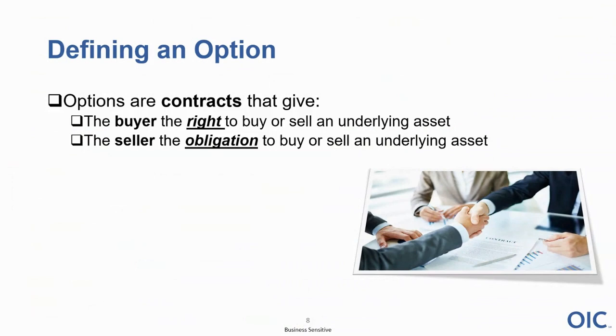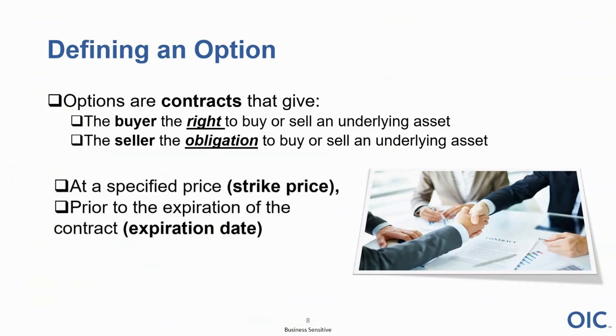A buyer has the right to buy or sell an underlying asset, and the seller has that obligation to buy or sell that underlying asset. So that underlying asset, when we're talking about options, is going to be shares of stock or the rights of an index, for example. But in a nutshell, in its simplest form, an option is the buyer has the right and the seller has the obligation to buy or sell a specific asset at a specified price, which we call the strike price.